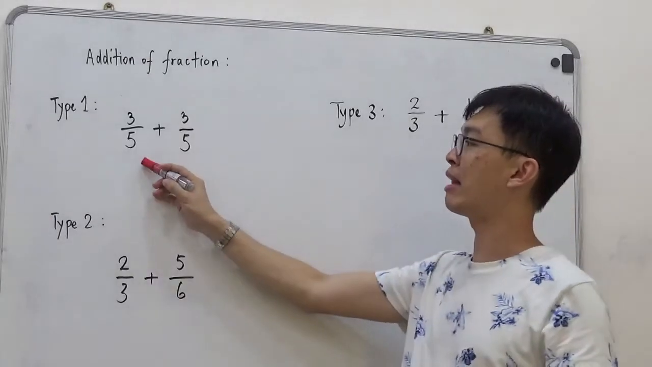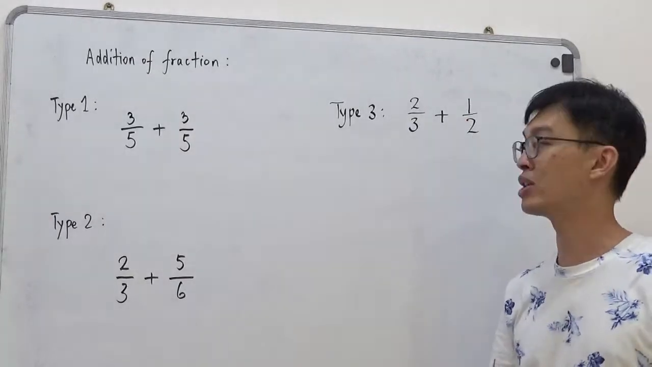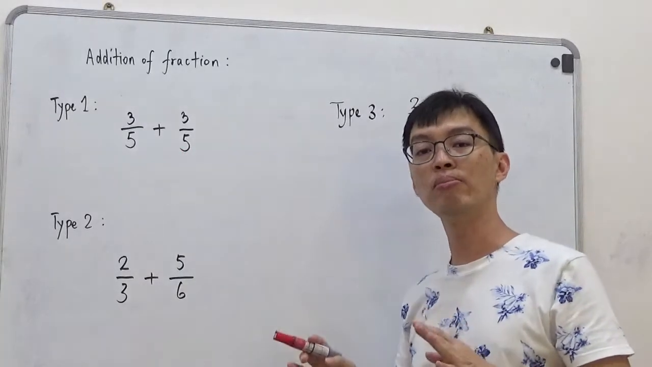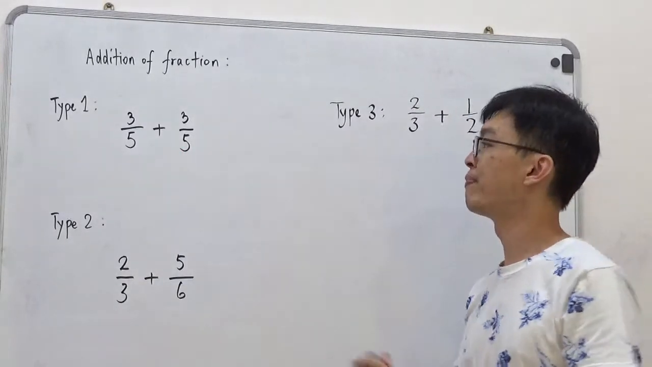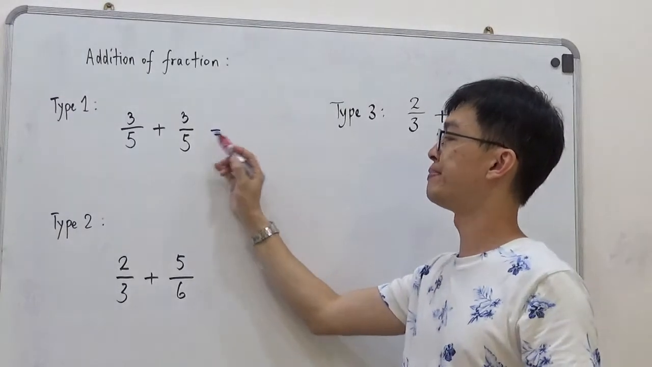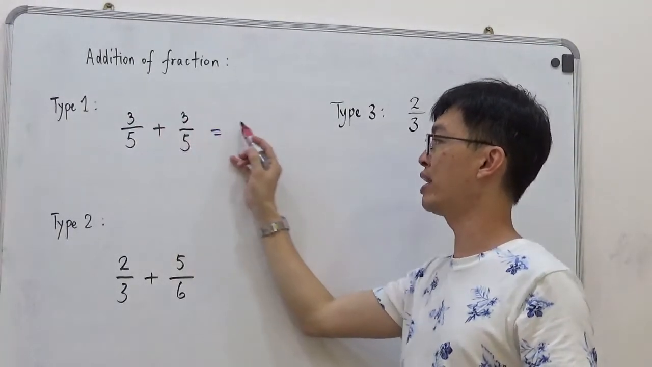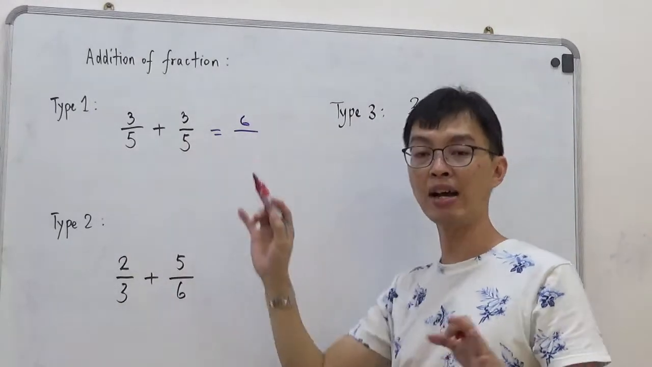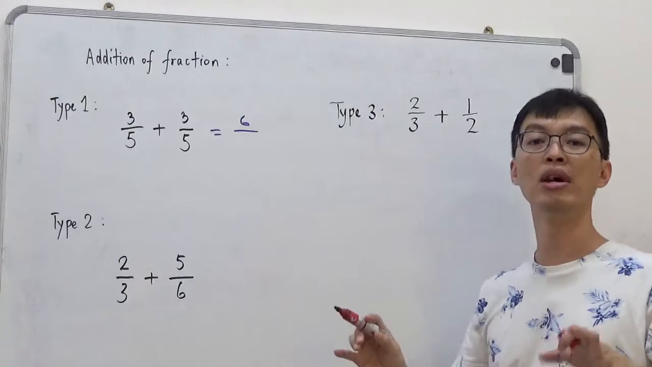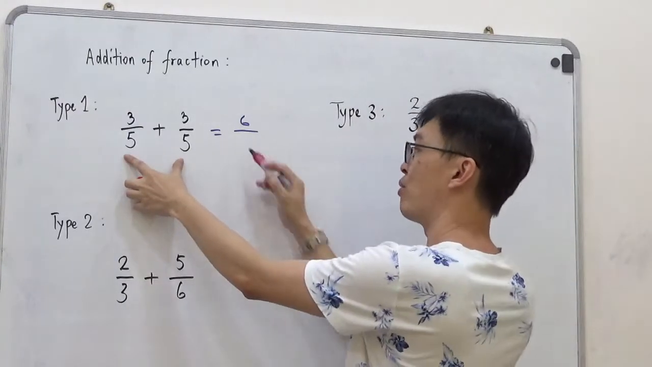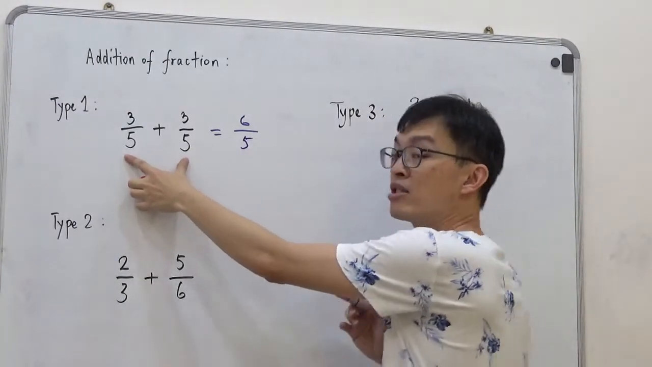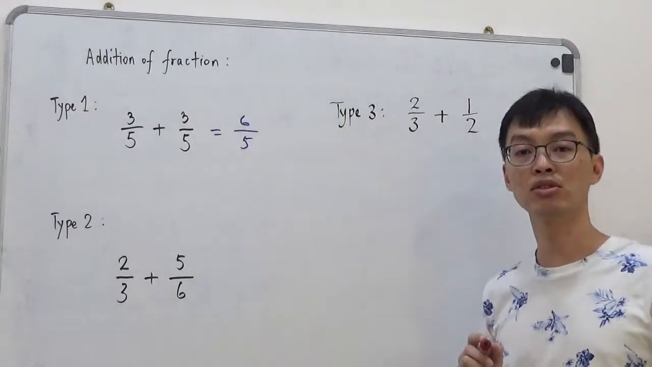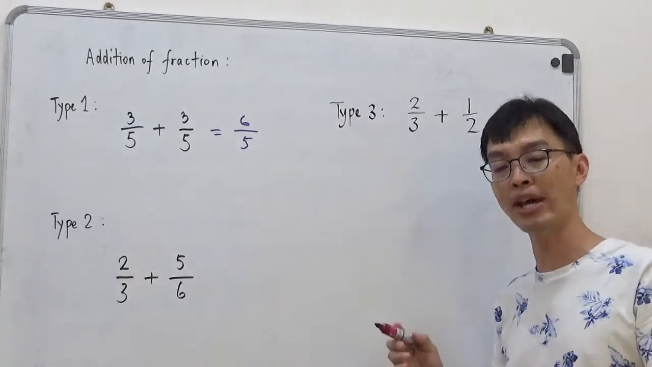Now first of all, let's start off with type 1 of the question. Now the denominators are the same, so there is no need for you to make any changes. So what you just have to do is 3 plus 3 equals 6. Now 5 plus 5, I got pupils who will say 10. No, if the denominators are the same, we will just keep it the same. Now there is no need to change the denominator, you will leave it as the same. So always remember, the denominator doesn't change.